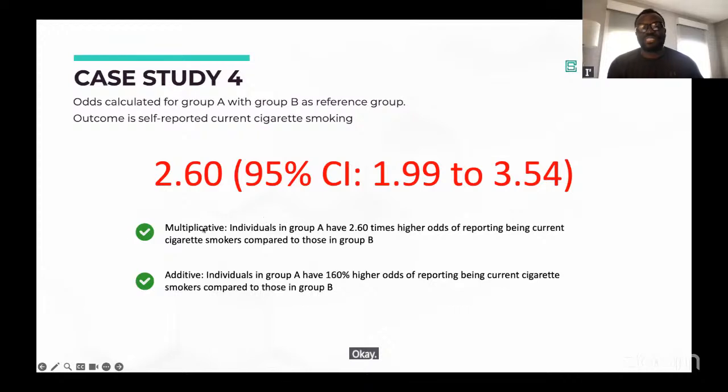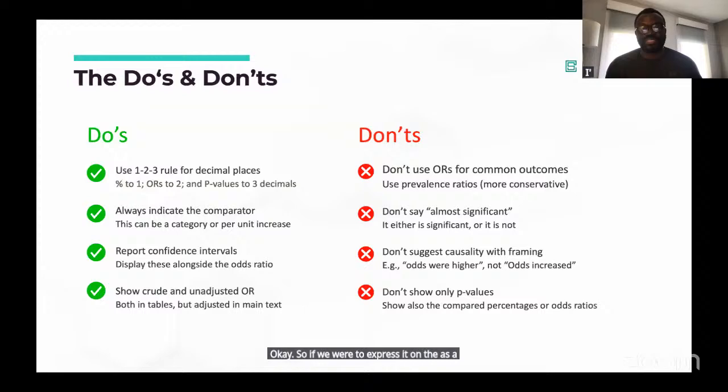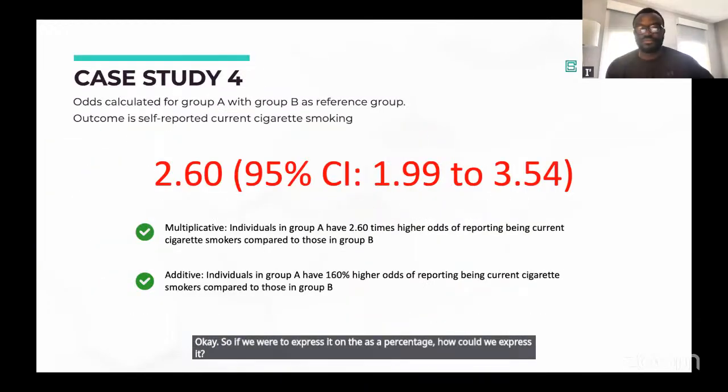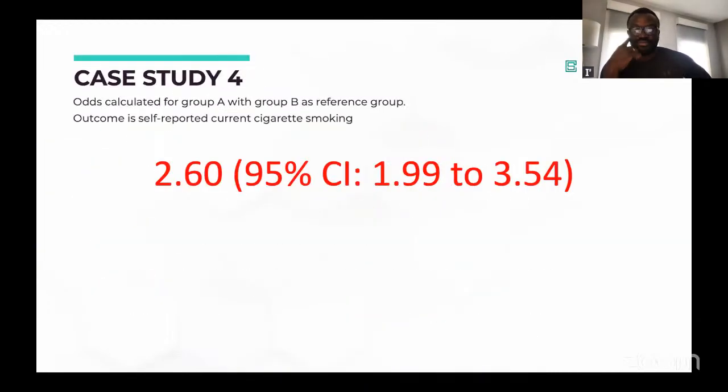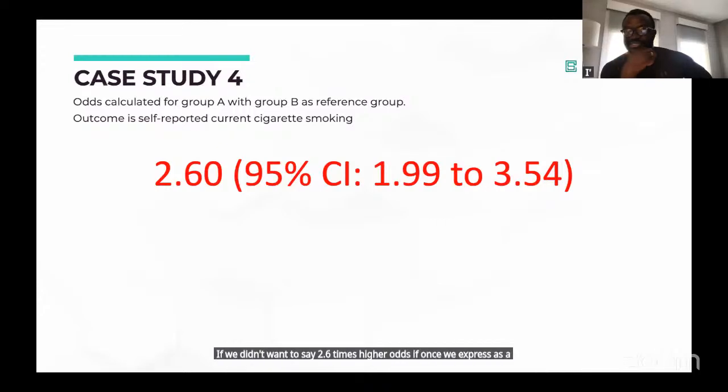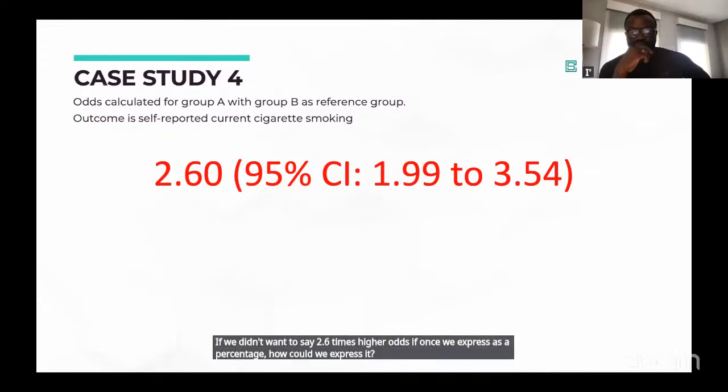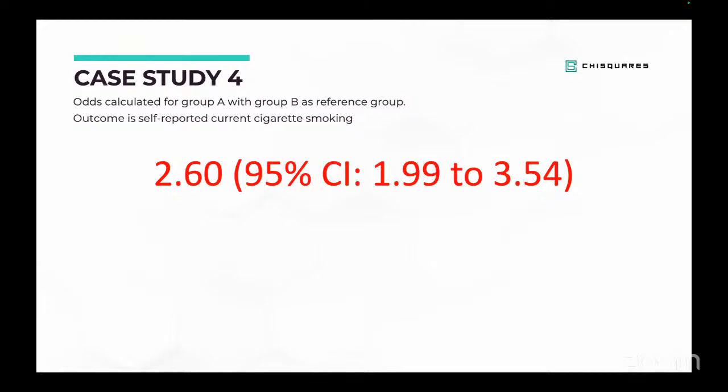So if we were to express it as a percentage, how could we express it? If we didn't want to say 2.6 times higher odds, if we want to express it as a percentage, how could we express it? Decalen.